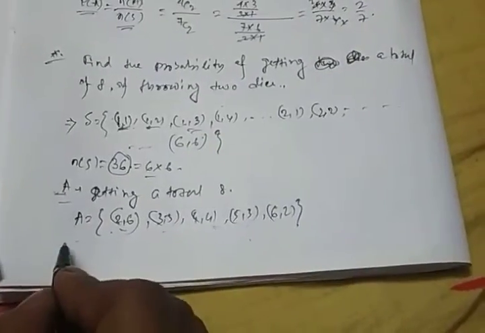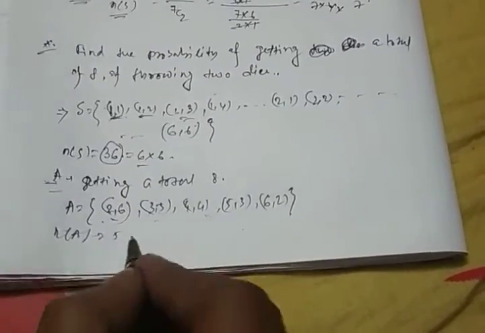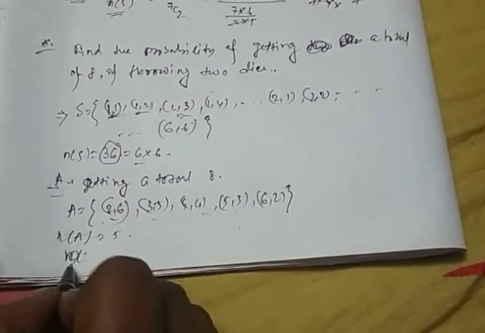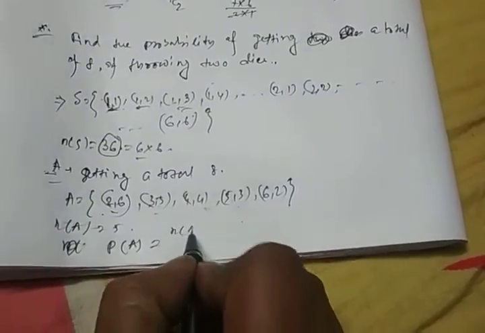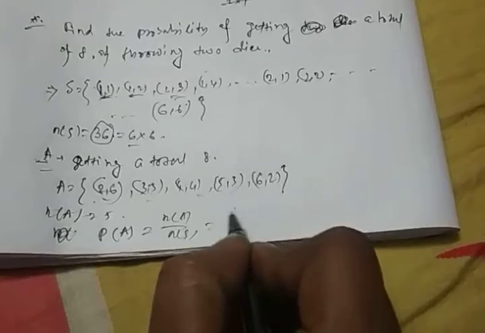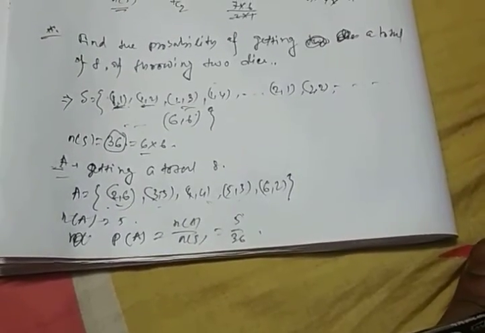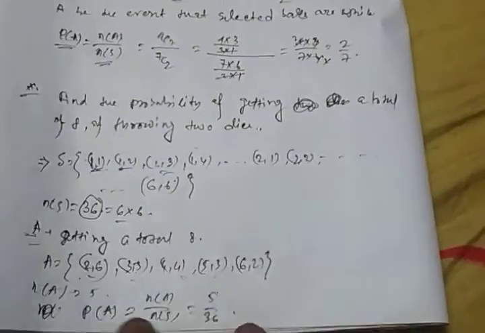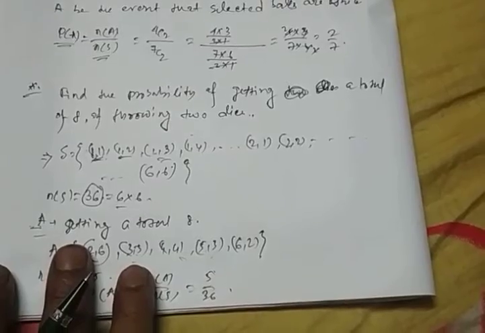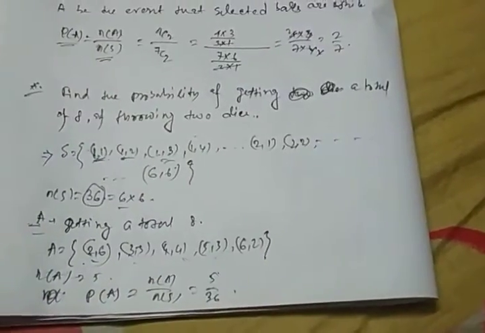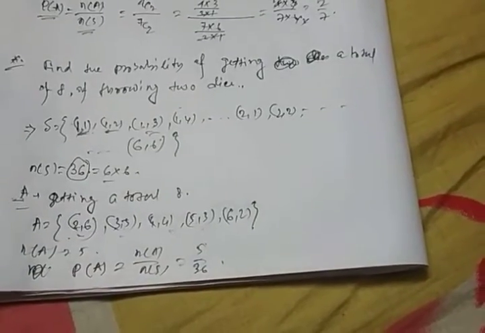So number of A will be 1 2 3 4 5. So P of A, the probability of getting A, is n of A divided by n of S, which is 5 by 36. So if we count the total number of outcomes and favorable outcomes, we can easily find the probability of a simple event or composite event.